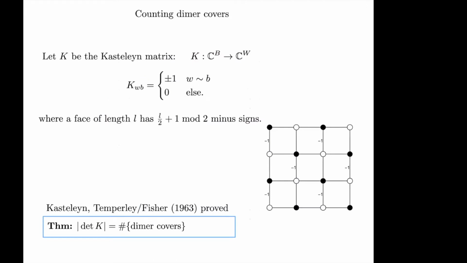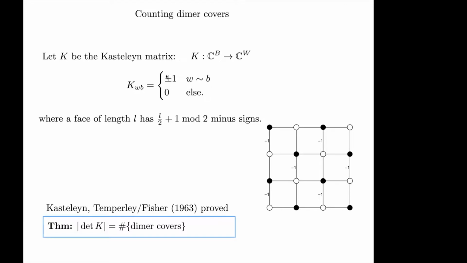I suspect that everybody in the audience knows this, but let me go through it just to set the notation. How do you count dimer covers of a planar graph, in this case a bipartite planar graph? All my graphs in this talk are going to be bipartite and planar. We make a matrix, called the Kasteleyn matrix. It has rows indexing the white vertices and columns indexing the black vertices. It's just a signed adjacency matrix, so you put an entry plus or minus 1 if the vertices are adjacent and 0 otherwise.